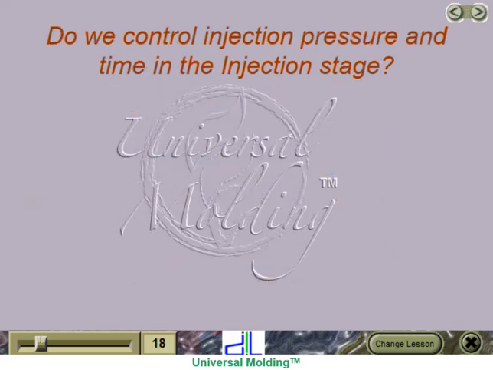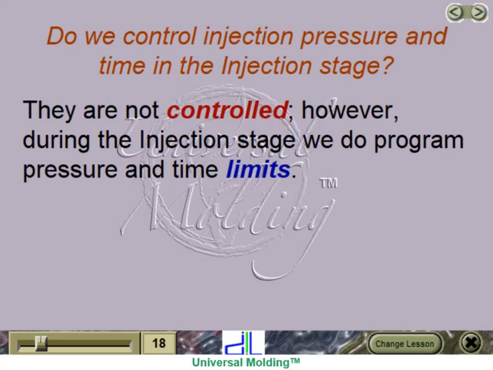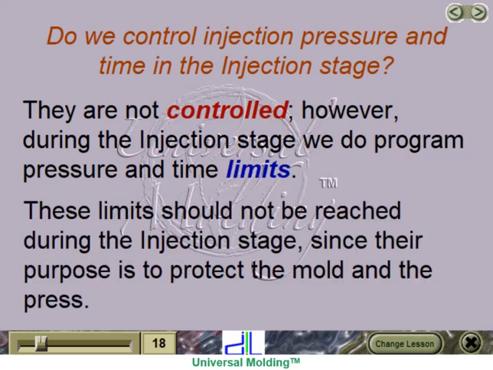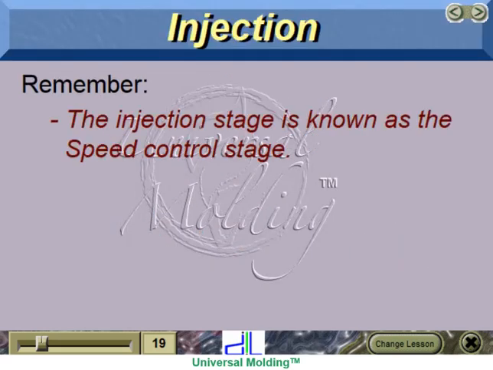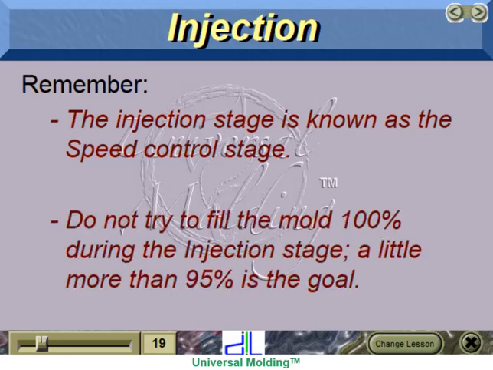Do we control injection pressure and time in the injection stage? They are not controlled. However, during the injection stage, we do program pressure and time limits. These limits should not be reached during the injection stage, since their purpose is to protect the mold and the press. Remember, the injection stage is known as the speed control stage. Do not try to fill the mold 100% during the injection stage. A little more than 95% is the goal.